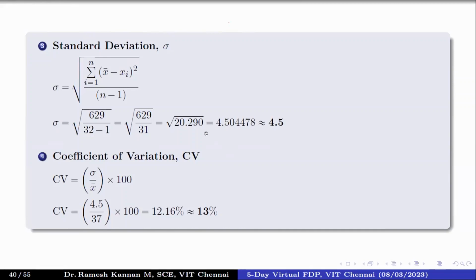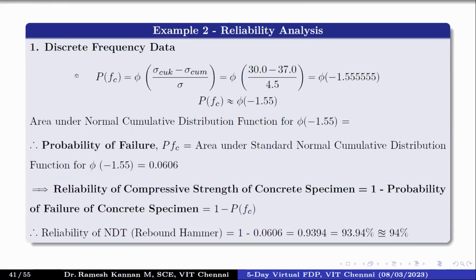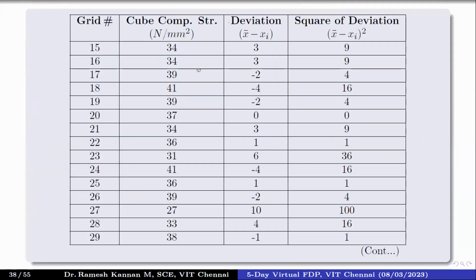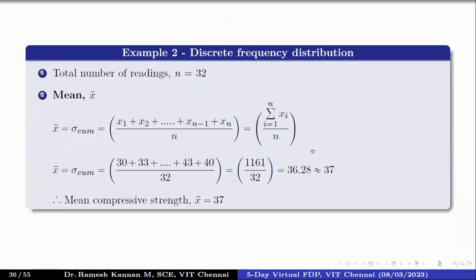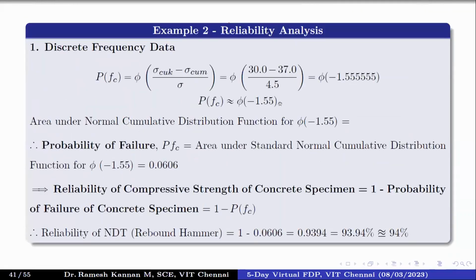Then, using these values, we'll be finding out the reliability of the test results. As I told you, reliability is characteristic compressive strength minus mean compressive strength divided by sigma, which is the sample standard deviation. This is the characteristic compressive strength for M30, which is 30 Newton per millimeter square. And the mean, X bar, we got as 37. So I have put X bar as 37 divided by 4.5. And when you do the computation, it will be minus 1.555 and so on.